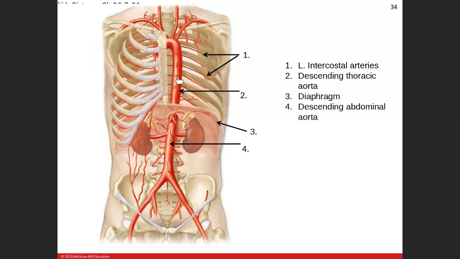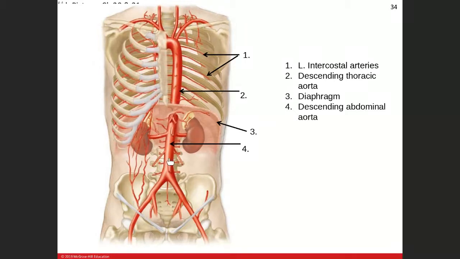Here's the descending thoracic aorta, and you have these branches here that are running on the inferior surface of the ribs. And those are the intercostal arteries. Those intercostal arteries will run on the inferior surface of the ribs here. So the descending thoracic aorta goes down through the thoracic cavity and punches through the diaphragm here.